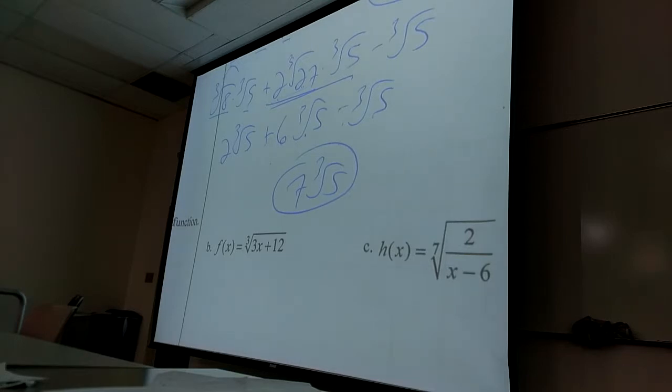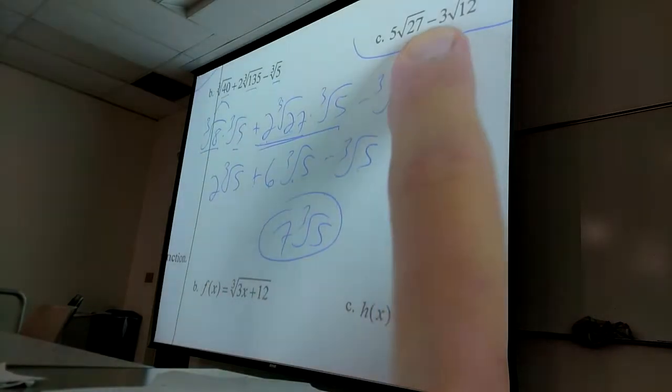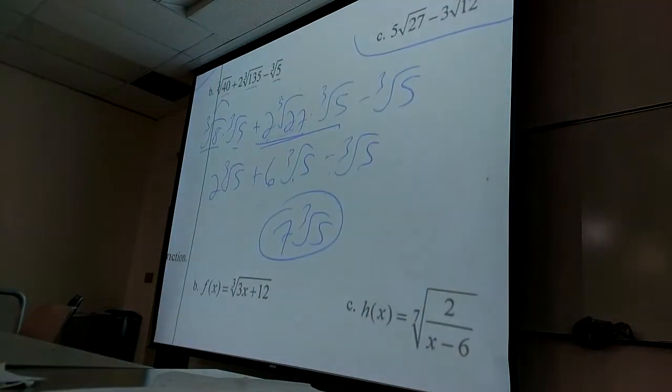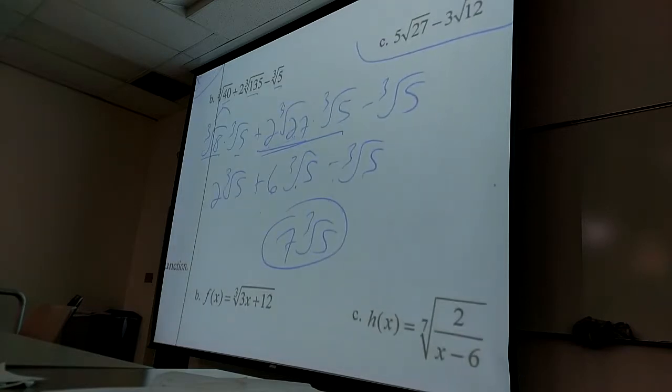You can't transmogrify the root. You were a cube root, now you're a square root? No, you can't do that. And see, C is the same idea, just with square roots. So you want to use square numbers to break those up. You guys cool with this? Yes? No?